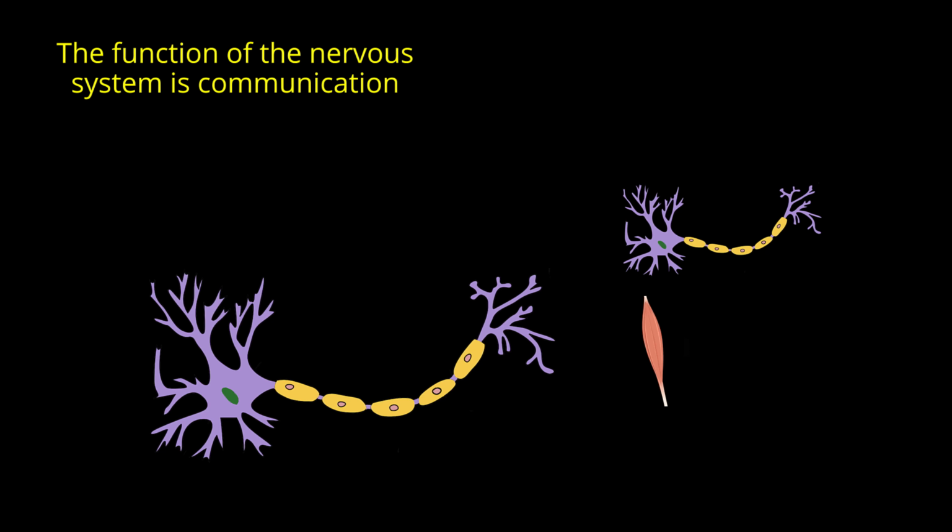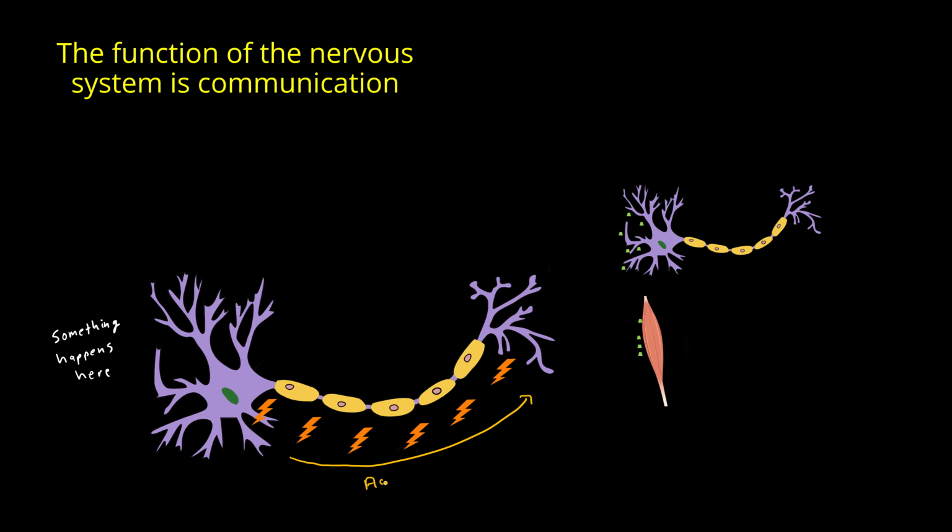The function of the nervous system is communication. A neuron will monitor what's going on in one location and then send a signal to target cells to tell them what's going on so that they can behave appropriately. The signal sent down the axon is an electrical impulse called an action potential.